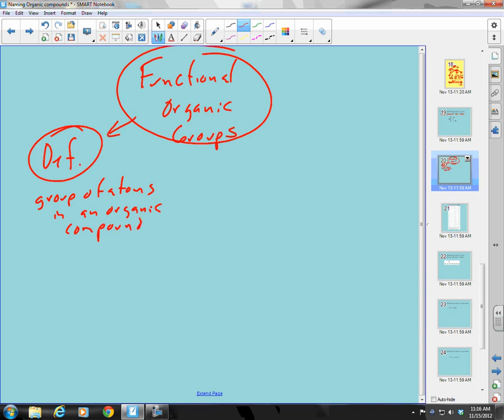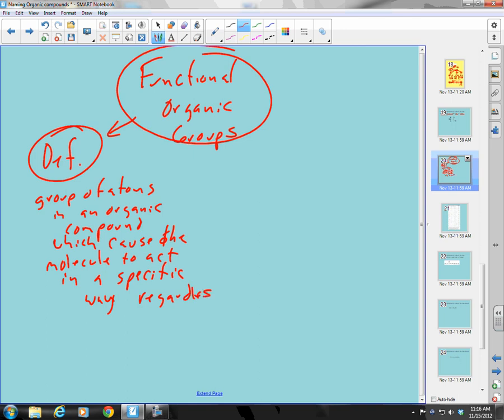And these groups cause the molecule to act in a specific way, regardless of the size of the molecule. That's a rough definition. Now, what do we mean by that?